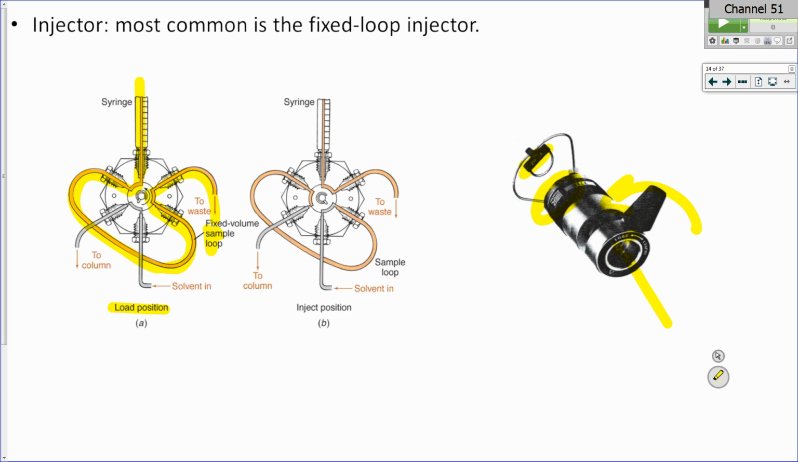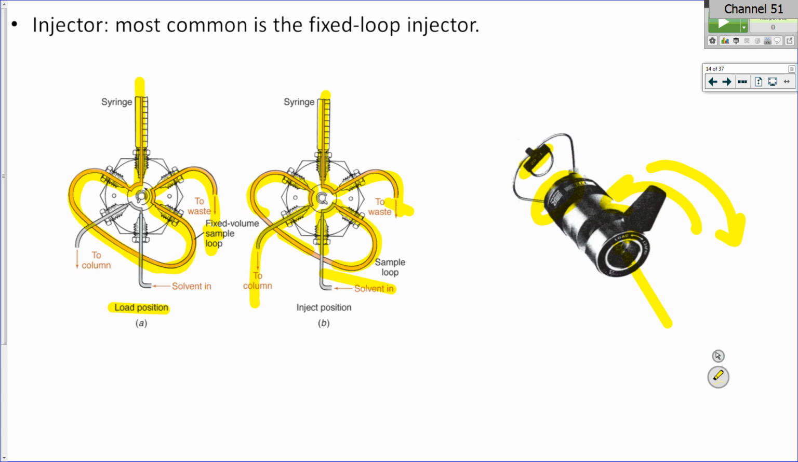And then when I move it to inject position, I rotate the valve around physically. It changes the alignment of these 6 different ports. Now the solvent that's coming into the system goes through the loop, goes around, pushes out, and that goes directly onto the column. So the flow is now continuously running over the sample loop. And if I injected more sample, it would just go over to the waste. So as long as I filled this loop up, it's going to inject the exact same amount every time.